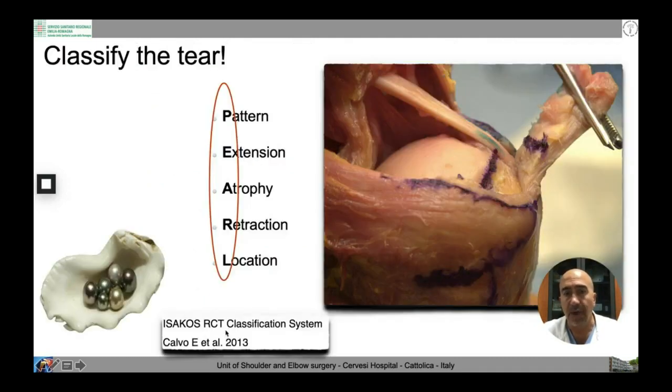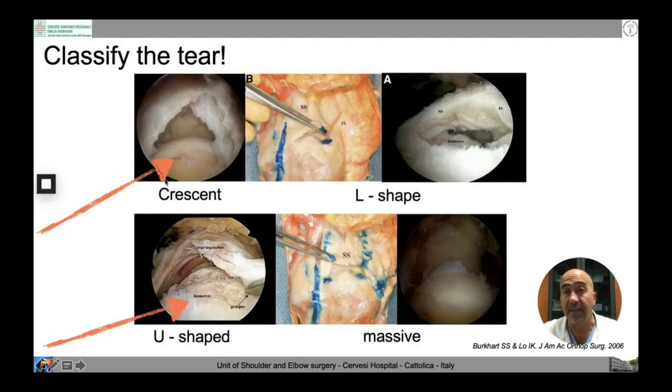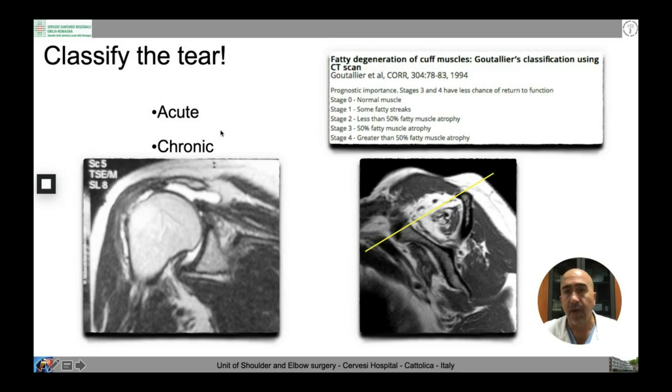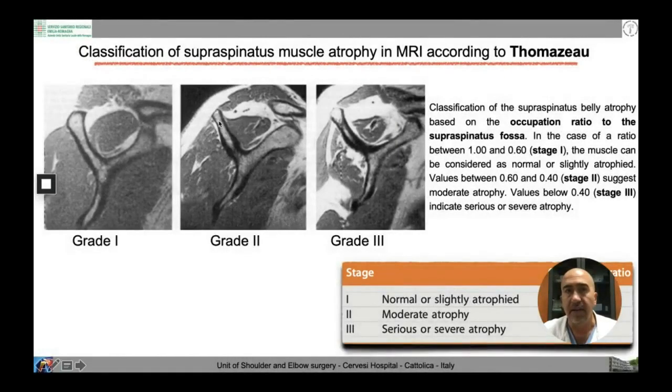But first of all, we have to understand that we need to classify the tear. So we have to evaluate the pattern, the extension of the tear, the atrophy, the retraction, and the location. After you have done this, you can treat the tear in the right way. But we have to classify not only the tear, but even the quality of the muscle. And you can see that you can have an acute or chronic lesion.